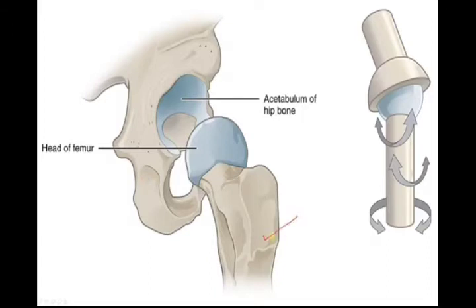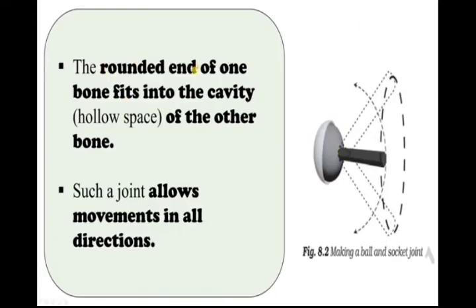Look here. You can see that bone number 1 is fixed in the hip bone. In between, you can see the bone is fixed inside the cavity. This type of joint is called a ball and socket joint. The rounded end of one bone fits into the cavity of the other bone. Such joints allow movement in all directions. Any direction you can move.